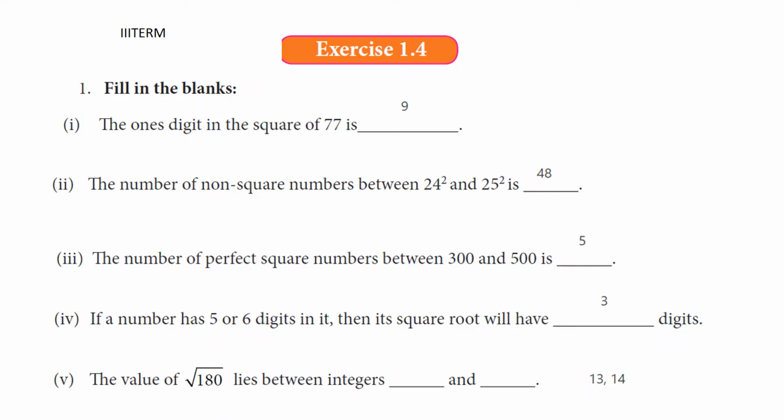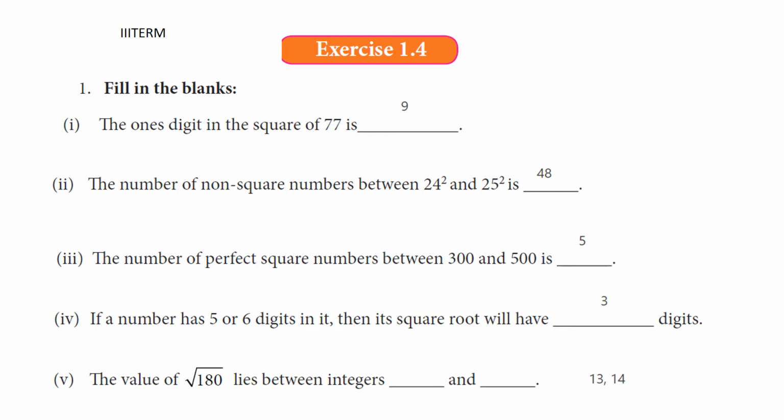Good morning students. Today we are going to discuss 8th standard exercise 1.4 in the new syllabus. First, fill in the blanks. The ones digit in the square of 77. How will you find out? You take that 7 ones in 7. So 7 squared is 49. In 49, the ones digit is 9. So you write the answer 9.